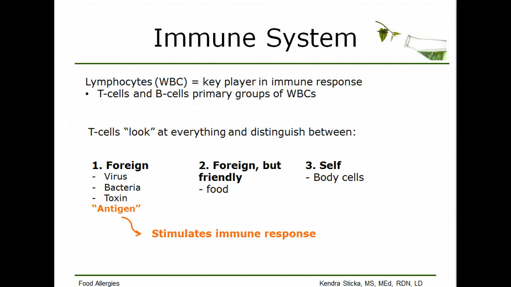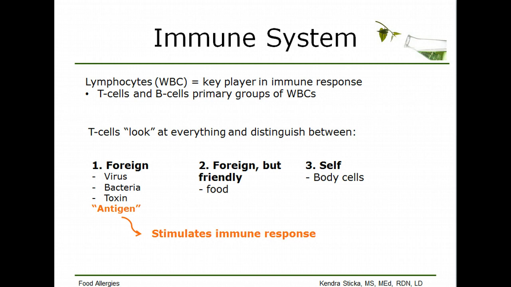Things that would be foreign would be like viruses, bacteria, toxins, and basically any of those are an antigen. An antigen is anything that our immune system recognizes as being foreign and potentially harmful, and that's going to stimulate an immune response. The second category is something that the body recognizes as foreign, so it knows it's not part of the body, but it's friendly. Food would be an example of this. We don't want our body to elicit an immune response to food. Normally that works well. And then what it recognizes as self is the body's own cells.